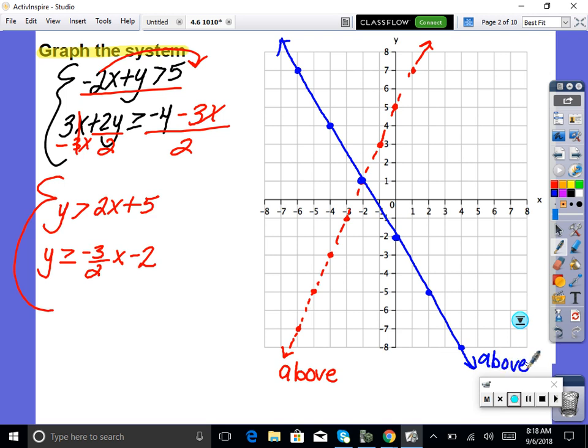So let's think about where the final shading would be on this one. It's got to be above both. So let's think about above blue. Above blue is all right here, true? Above red is all right here. It's got to be above on both. Isn't that right here and right here? And only right here. Does everybody see? So then our solutions would be anything that falls in this region, but not on a dotted line. So there's our solution set.